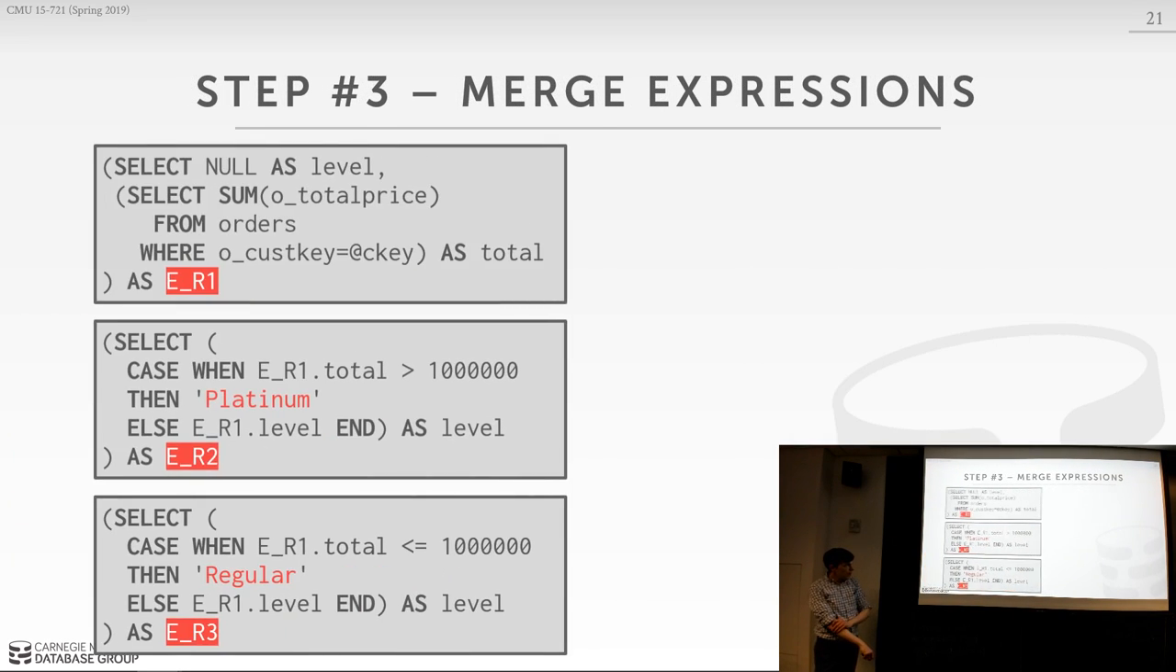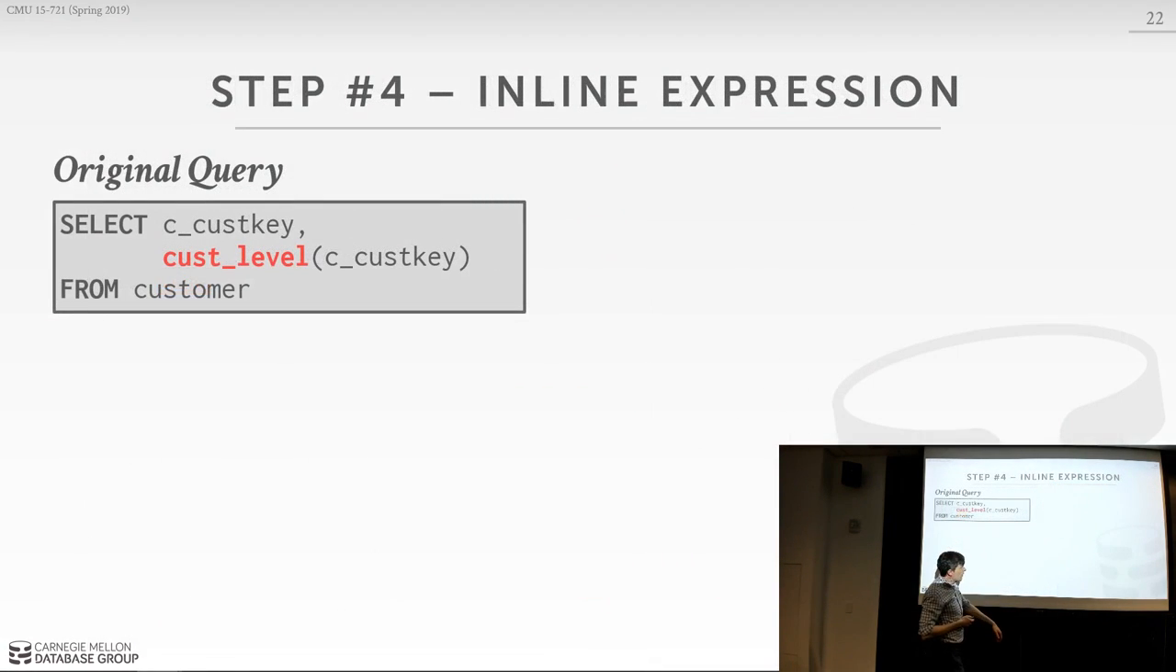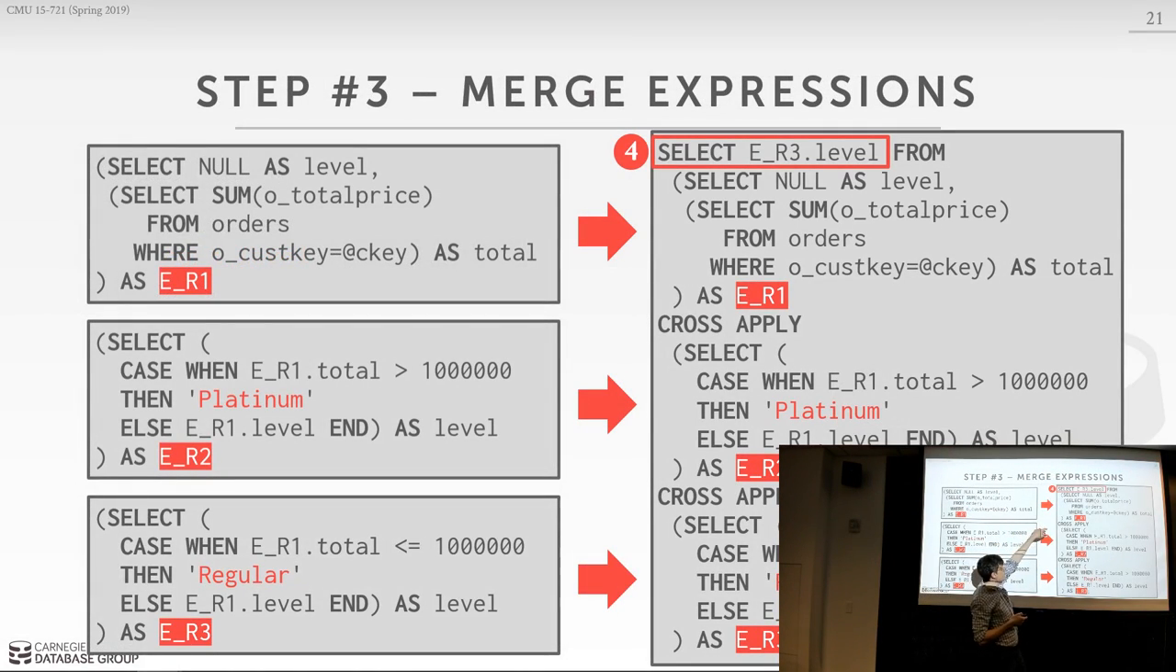Okay. So again, we use the cross apply, the lateral join, to allow us to execute these things one region after another and be able to get the data that came from the previous one. Now you see at the very top, we have the return statement for region 4. This is where we're actually going to return things, because the only thing we care about at the end is the output of this final query. So whatever ER3.level is, that's our return value up there. That's the final region, whereas all these inner ones are region 1, region 2, region 3.